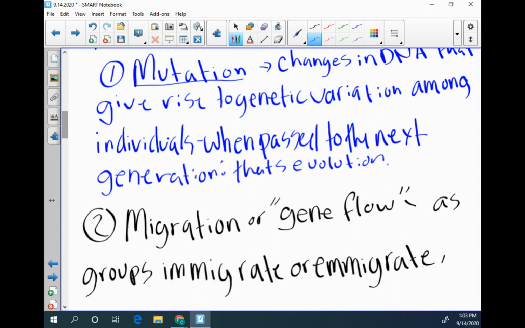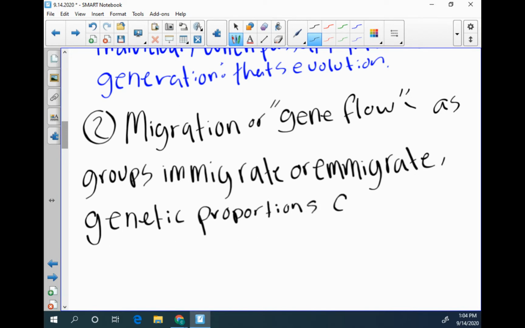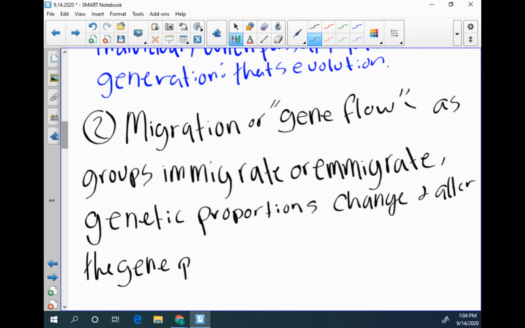as groups immigrate or emigrate, genetic proportions change and alter the gene pool for generations.